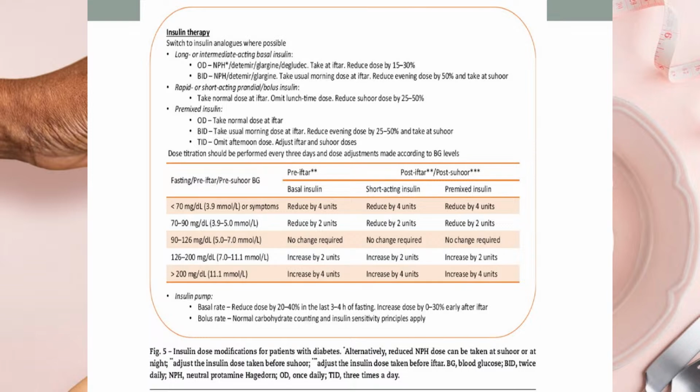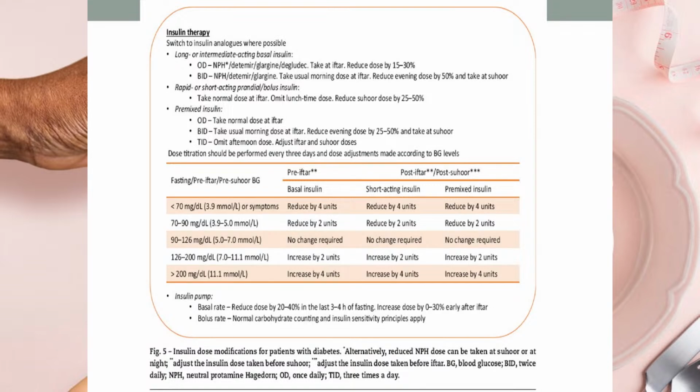So what about insulin? Insulin is a bit tricky, so let's go through it gradually. Let's look at analog insulin. If you're on human insulin, it's best to switch to analog insulin because of the reduced risk of hypoglycemia with analog insulin. In terms of specifics, for those on once daily dosing, if you're using it at night or in the evening, you can stick to that, but you ought to reduce the dose by between 15 and 30%.